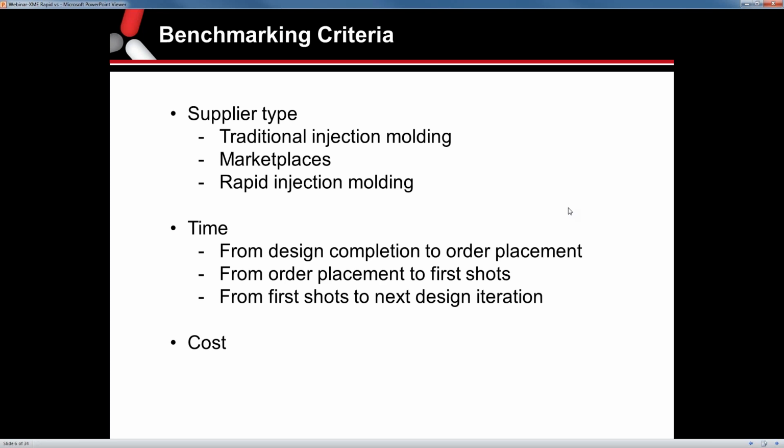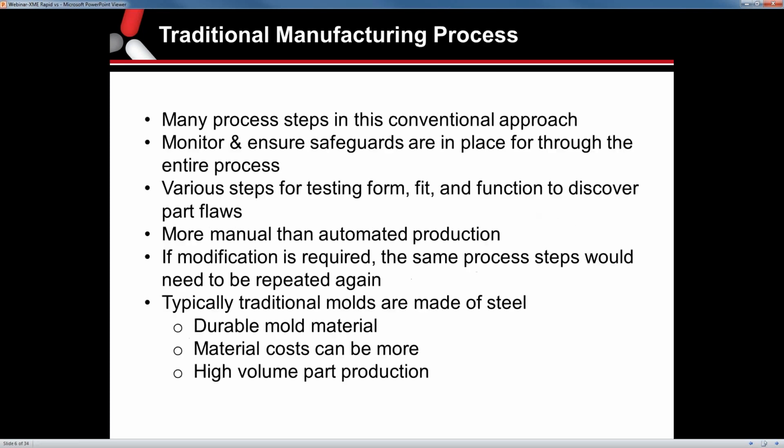So next we'll dive into the traditional molding process. With this process, you're going to have many steps that you're going to go through, and a lot of those are to monitor and ensure the safeguards that are in place throughout the process to catch anything. This just extends out the lead time of the tool and getting parts in hand. There are going to be various steps for testing form, fit, function, and discovering part flaws. It's more of a manual process than automated. And if modification is required, either after the process or during the process, it kind of resets itself.